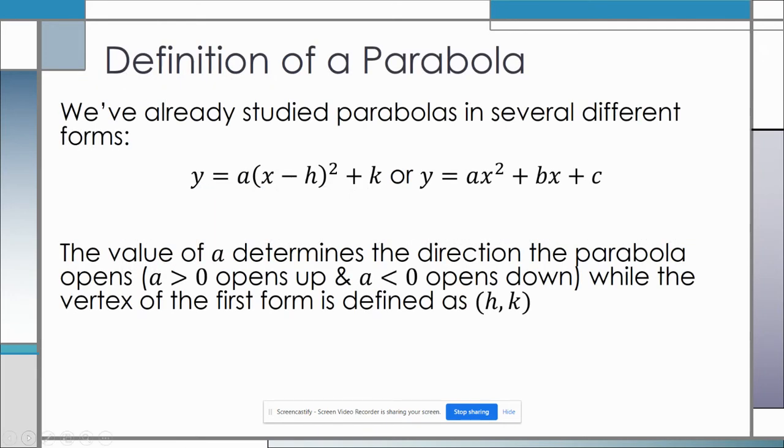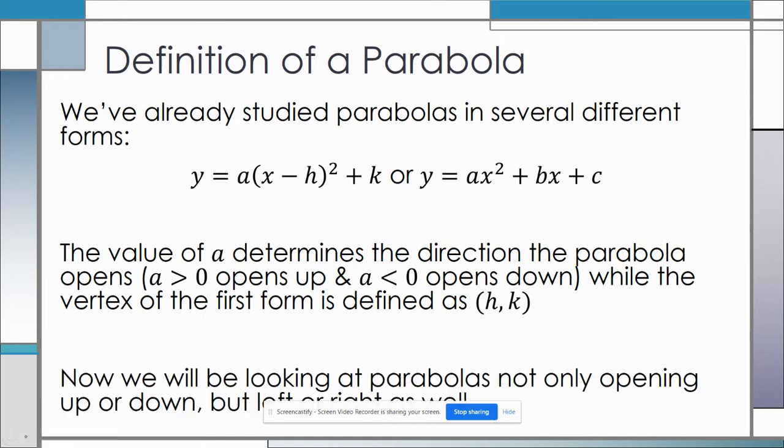Now, the definition of a parabola is something that we've already studied before in several different forms. We looked at y equals a times the quantity x minus h squared plus k, which I call vertex form, or y equals ax squared plus bx plus c, which we called standard form. The value of a always determined the direction of the parabola. When a was positive, the graph opened up. When a was negative, it opened down. And in that first one, vertex form, that's because the ordered pair (h, k) was the vertex.